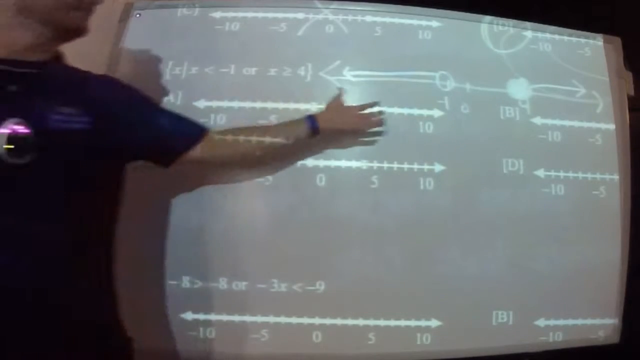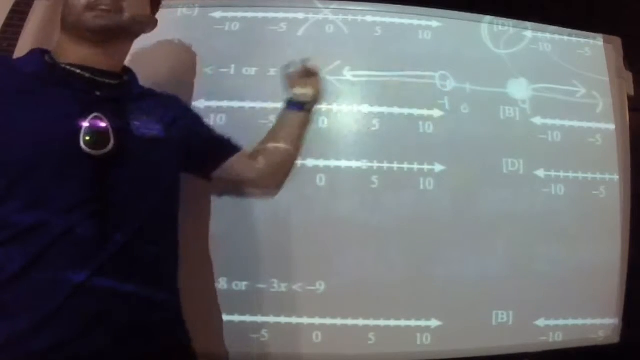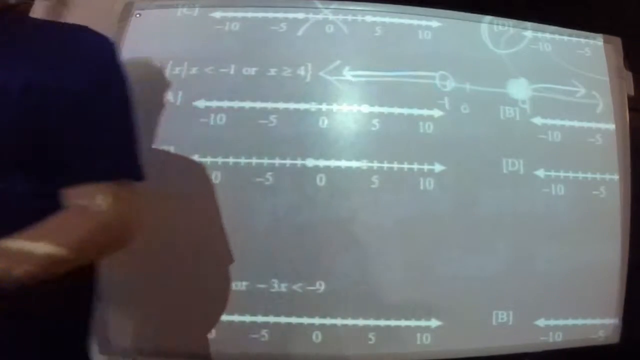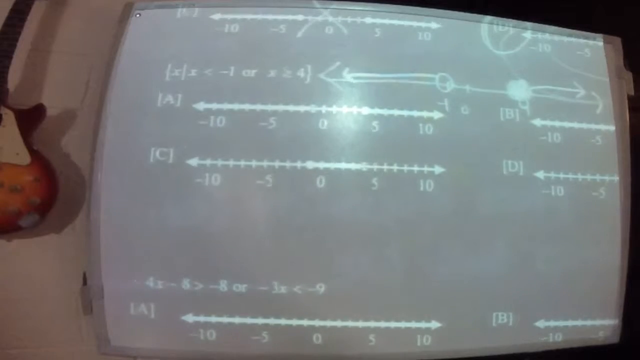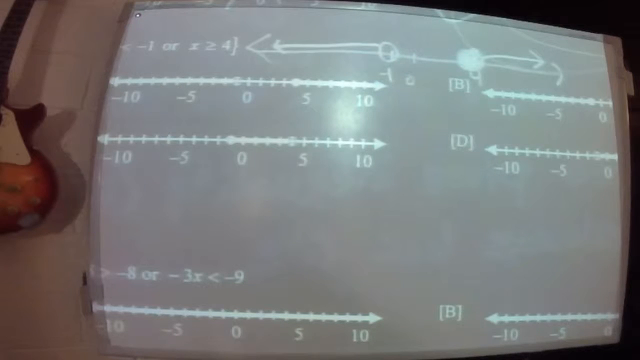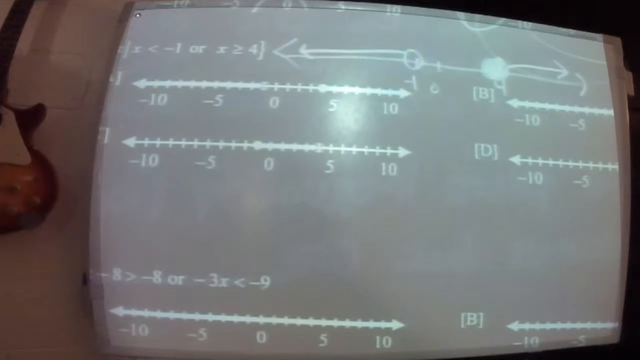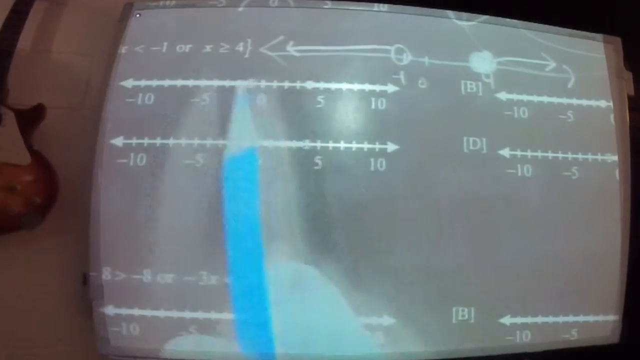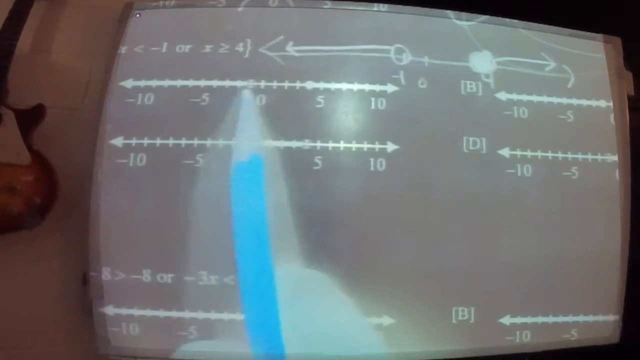I just care about what gets shaded. It looks like everything left of -1 is shaded. It looks like everything greater than 4 is shaded. And that's it. I don't care. They don't overlap. They don't have to. Which graph kind of looks like that? Yeah, A. From -1 to the left, and from +4 to the right with the right kind of dots, open and closed. They don't have to overlap.